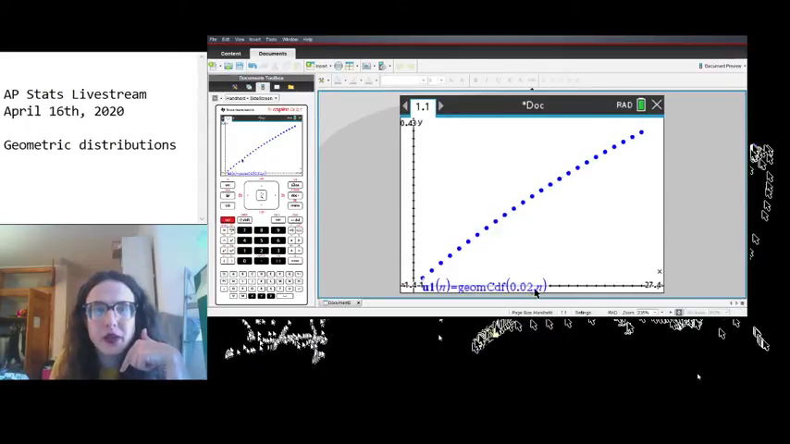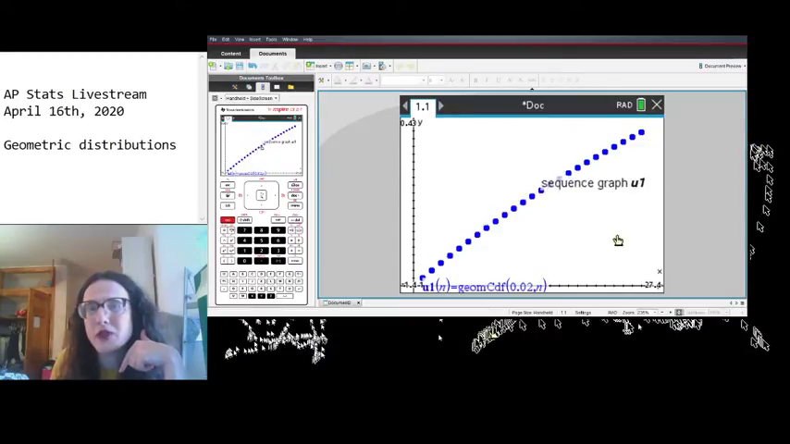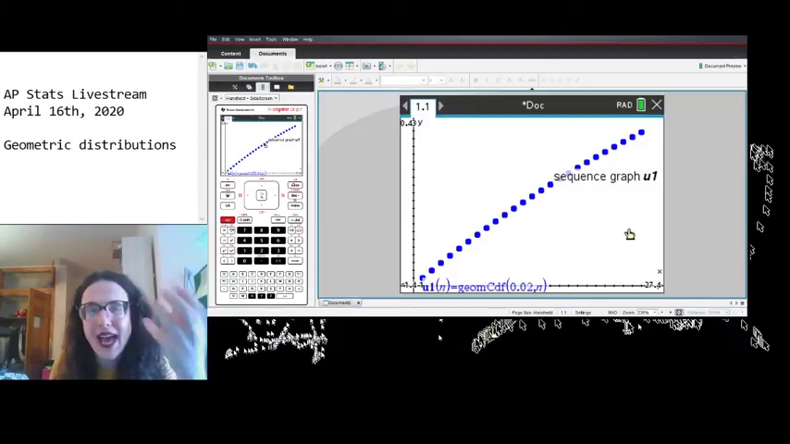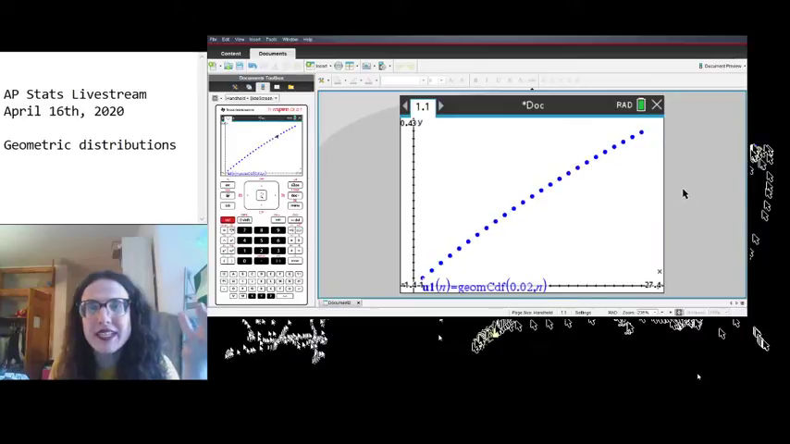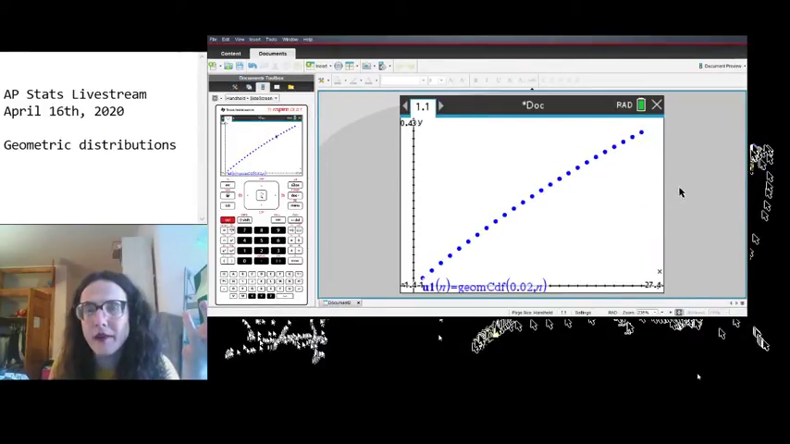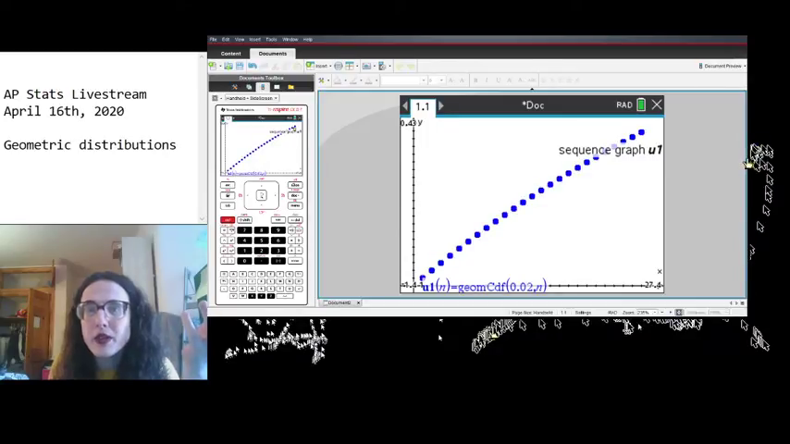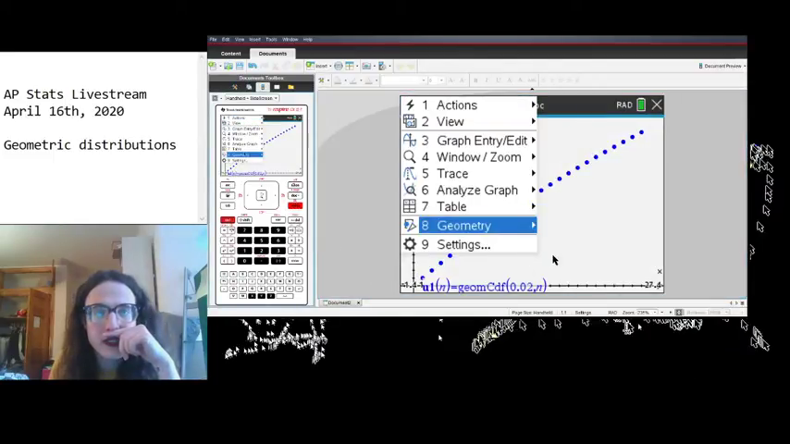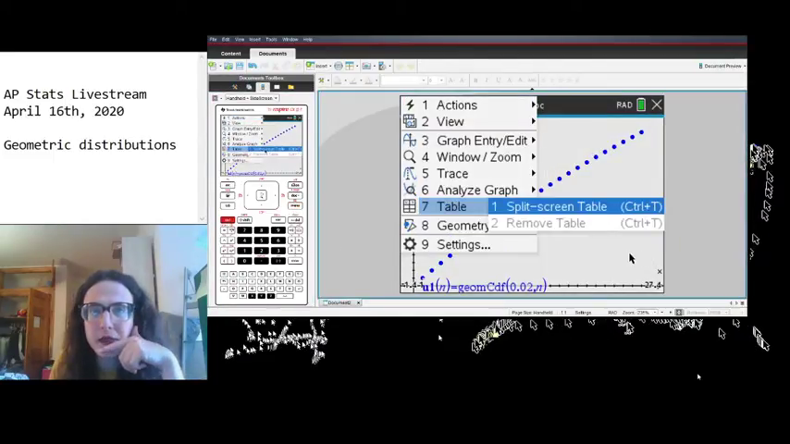Which in a certain way makes sense, right? We really are kind of each time just adding a similar amount to this overall probability. It does kind of flatten out a little bit as it goes up, right? As we get closer and closer to 100% chance. So let's go back. Let's take a look at the table again and see what these numbers look like.